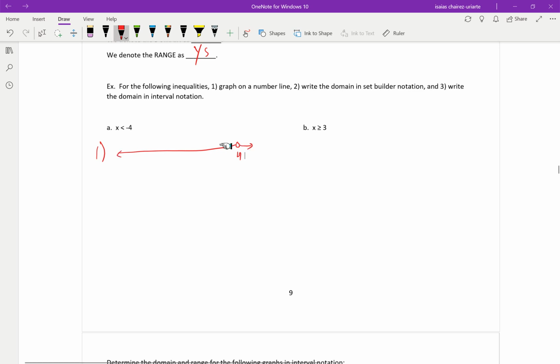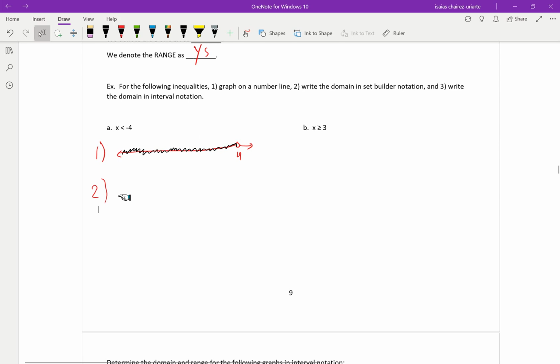So I have my number line, I have -4 right there, and I put an open circle at -4 because I am not including -4. And it's everything that's less than -4, so everything to the left of -4. So that's what the set looks like visually.